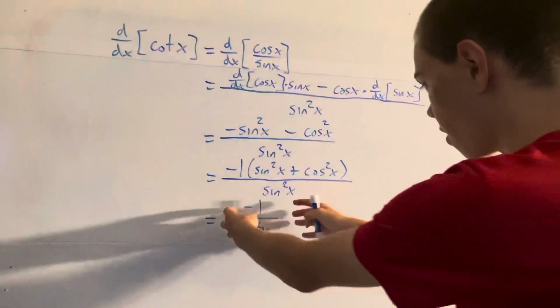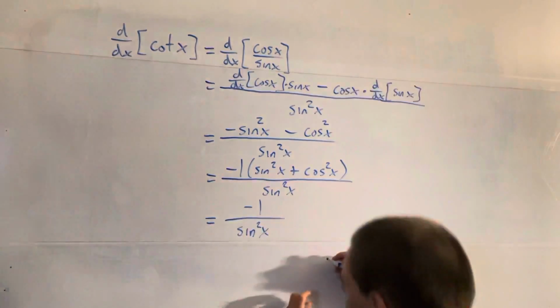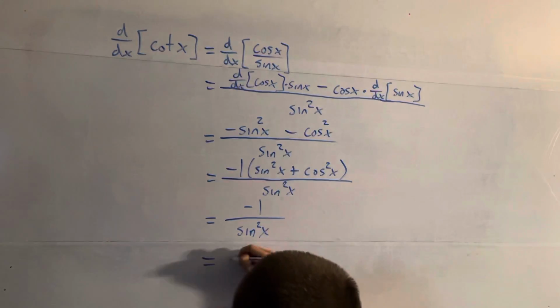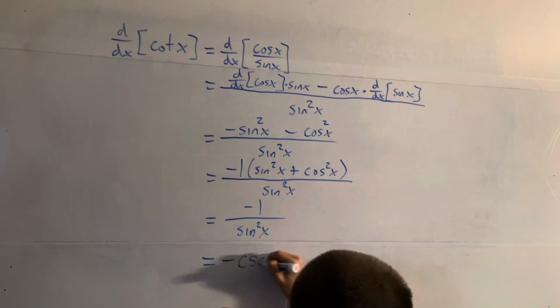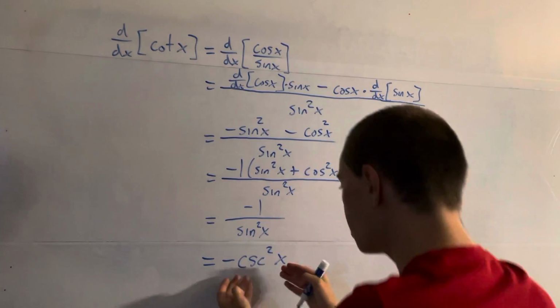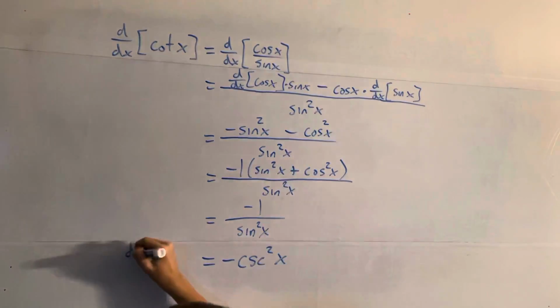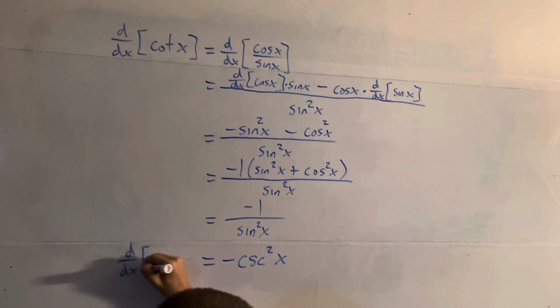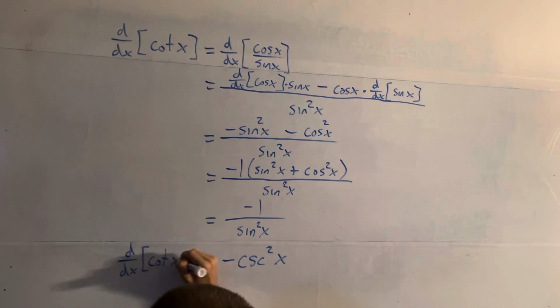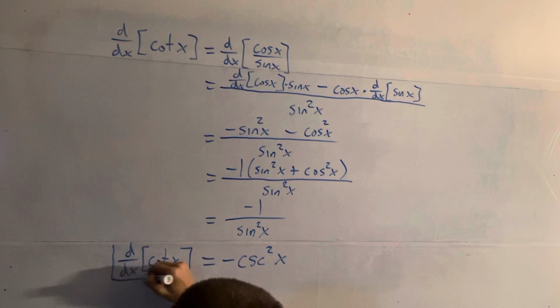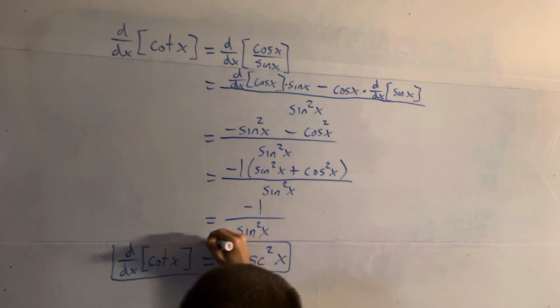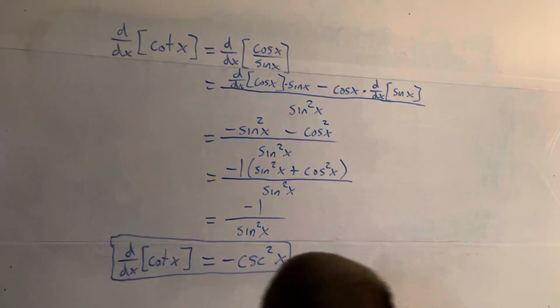And so this right here is the basic idea. And of course, we could just write this as the negative cosecant squared of x. And so this right here is the derivative of the cotangent of x. And here it is. That's it.